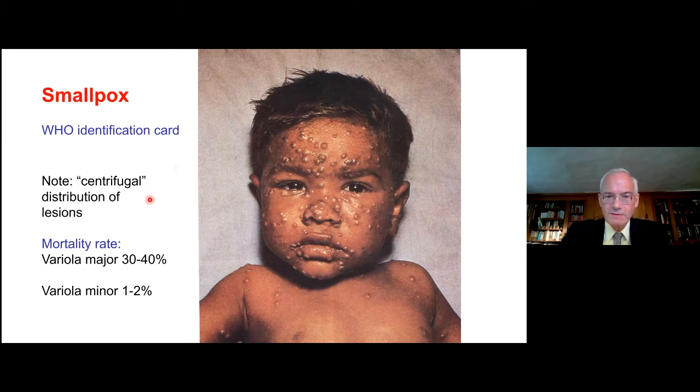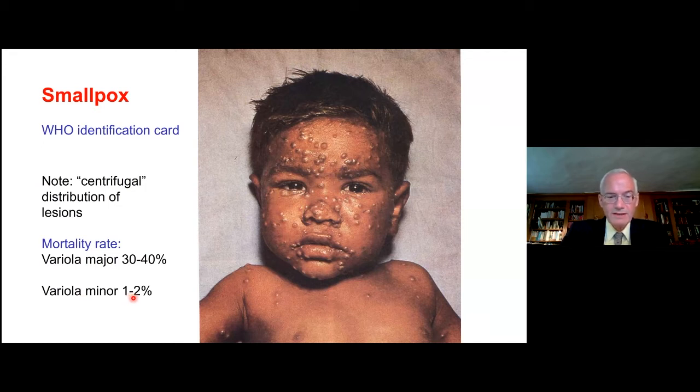And on the face of this poor child infected with variola virus, you can see that there are abundant lesions. And these are much fewer on the trunk, at least early in the disease. And this so-called centrifugal distribution helped distinguish smallpox from chickenpox. Well, variola virus came in two types, variola major, that had a very high mortality rate associated with it. In unvaccinated populations, the average was about 30 to 40%, but it could be higher than that. And with variola minor, only 1 to 2%.